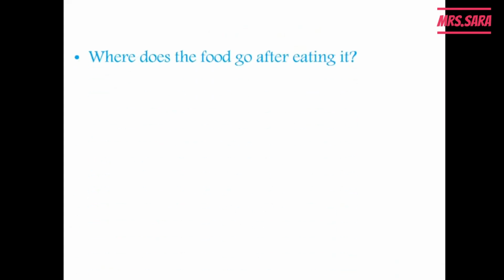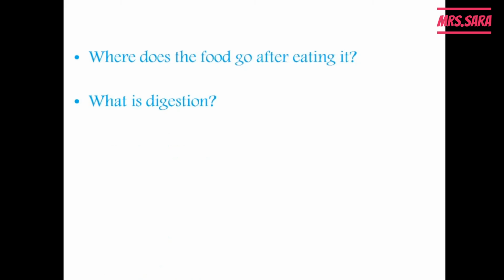Where does the food go after eating it? Who can tell me? Super. So the food after eating it goes through the mouth, then the stomach, then the intestine for the digestion process. And then we get the nutrients.